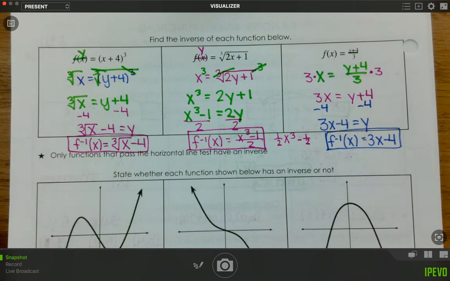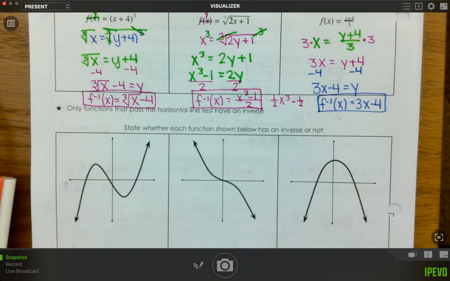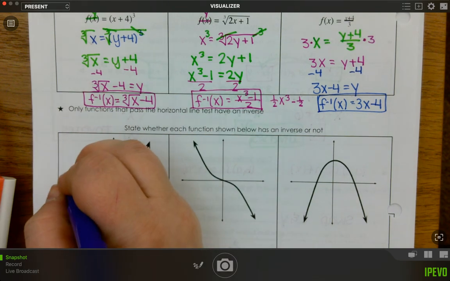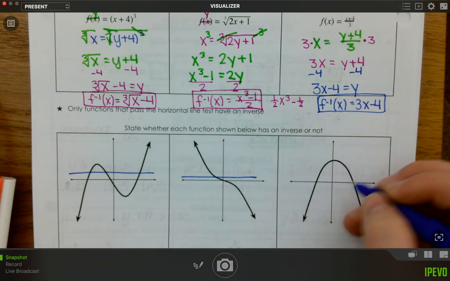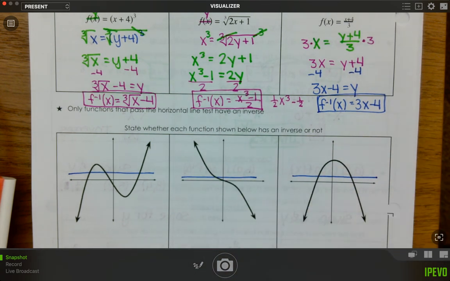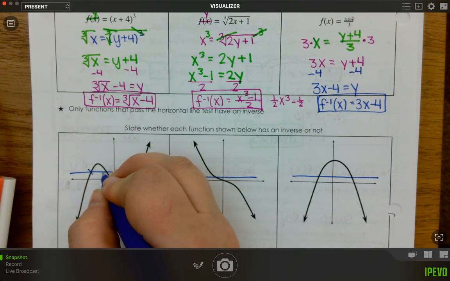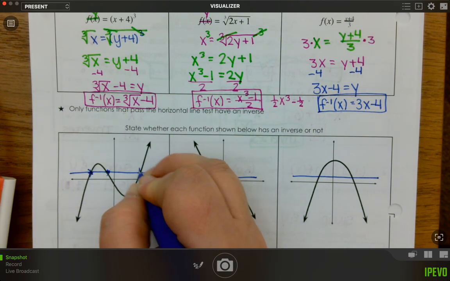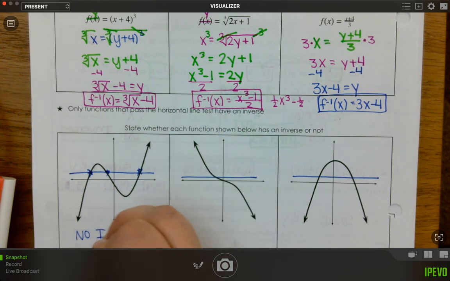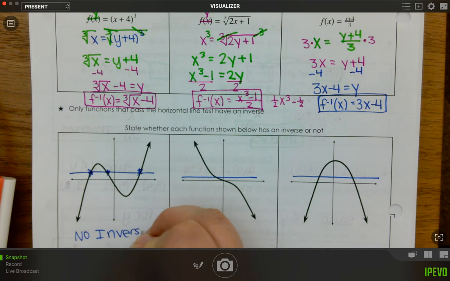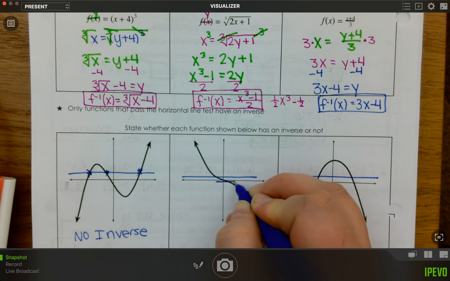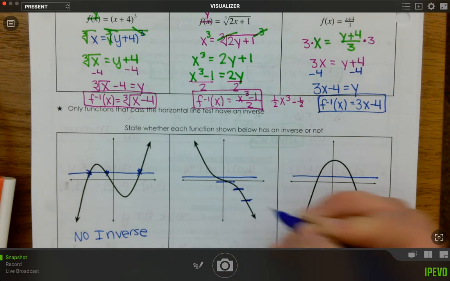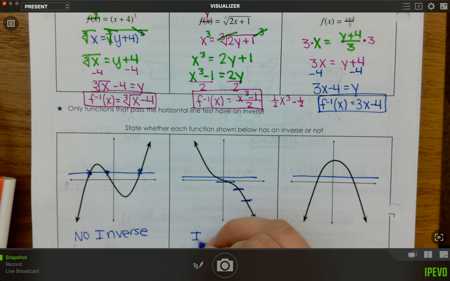Okay, and then the very last part, only functions that pass the horizontal line test have an inverse. We've done the vertical line test before. Think of it as drawing a horizontal line through your graph like this. And you can draw anywhere you want. I'm just drawing them in the same spot to get started. If it crosses more than once like this, then it does not have an inverse. This one only crossed once, and it gets a little iffy right here, but it still only crosses once no matter where I go. So this one has an inverse.